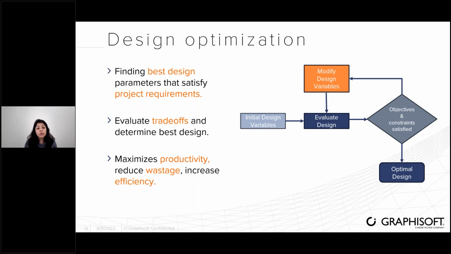In this case, you already have the initial design variables that you would key in as your constraints, and based on that, whatever the output is, you are able to evaluate the design based on the input that you have provided. If those parameters and constraints are satisfied, you get the optimal design. If they are not satisfied, you will have to modify those variables and evaluate your design again. So that will be the workflow for this optimization.